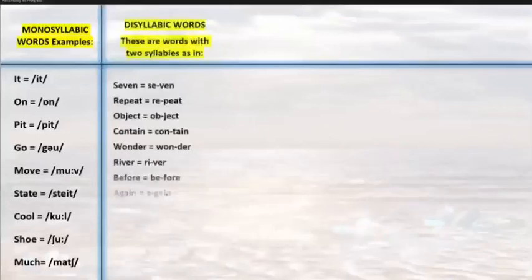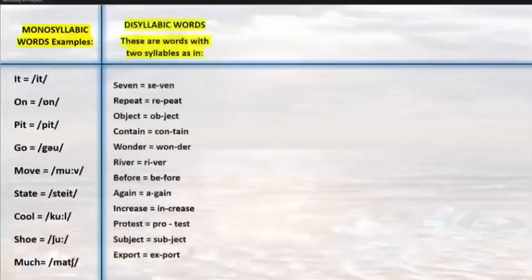Now we have the next one, referred to as a disyllabic word. These are words with two syllables. Take a look at how they are broken: seven, repeat, object, contain, wonder, river. You can see how they are broken there. So these are two-syllable words as seen on the screen.